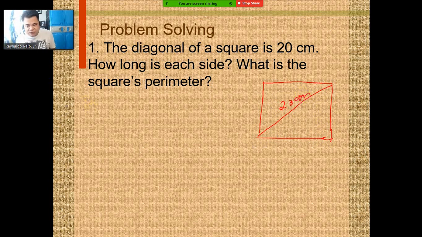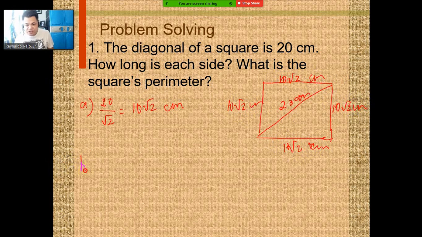So the question for the first one, how long is each side? So we're looking for the sides of the square. To solve for it, given the hypotenuse, remember, we have to divide 20 by square root of 2. Then 20 divided by 2, divisible, 10 square root of 2 centimeters. So therefore, all of the sides measure 10 square root of 2 cm. By the way, don't forget to put the unit. So 10 square root of 2 here, and 10 square root of 2 centimeters also here.